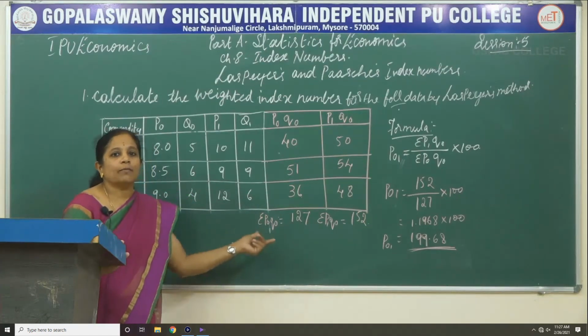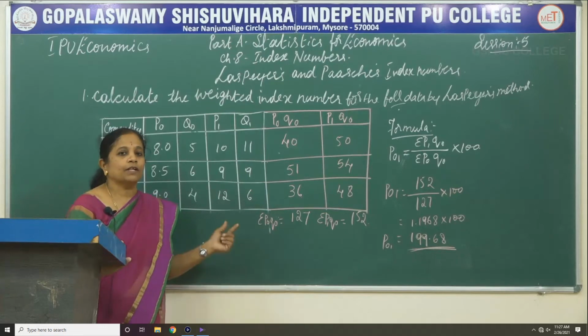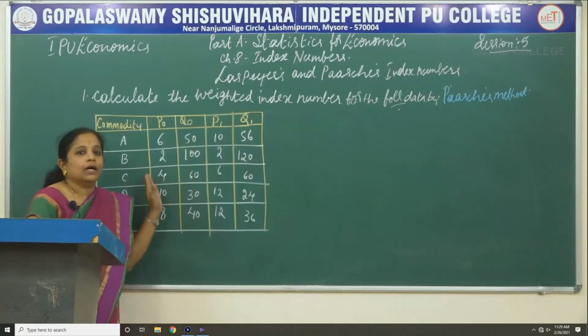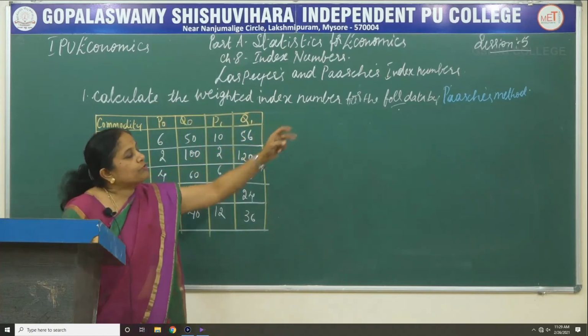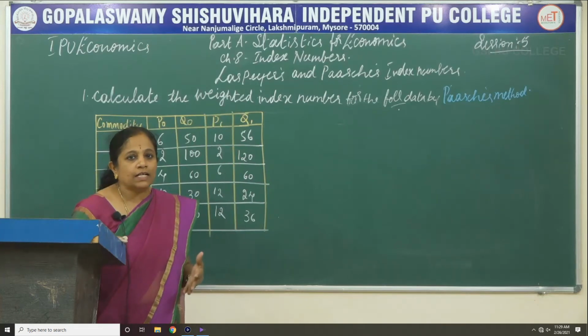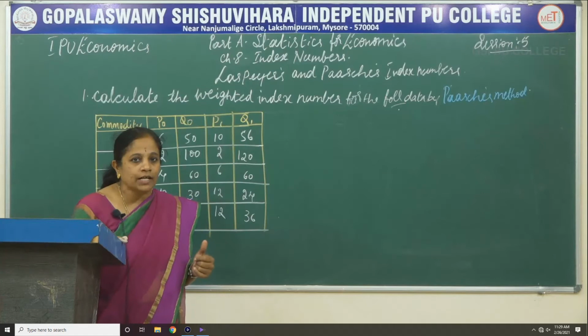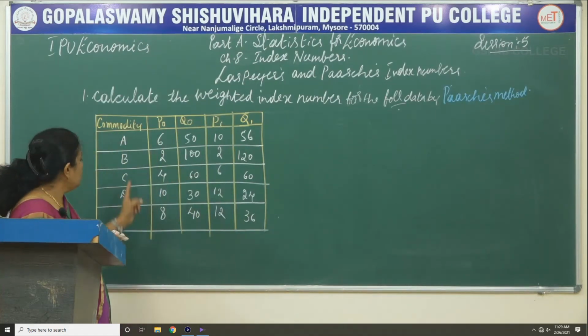Now let us learn about the calculation of the index number through the Paasche method. So for that we will go to the question. The question is: calculate the weighted index number for the following data by Paasche method. So he is one more statistician and he has given his own formula to calculate the weighted index numbers. So the question will be like this, they will give commodities.